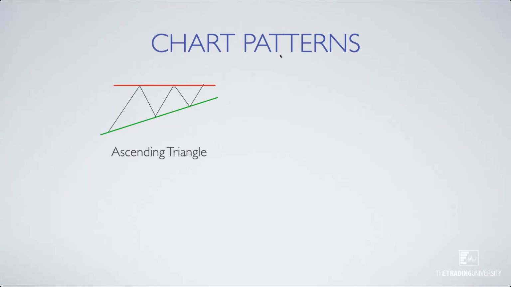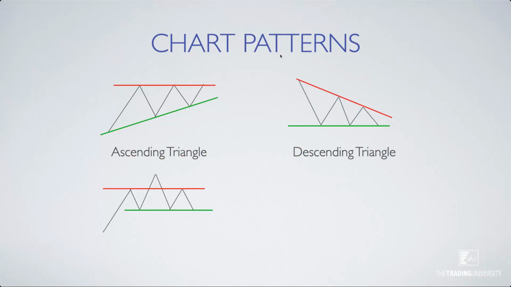Ascending wedge or ascending triangle, right? Okay, that was an easy one. How about this one? Descending triangle or descending wedge, right? How about that one? Head and shoulders. These are easy, right? And then that one. Right, inverted head and shoulders.